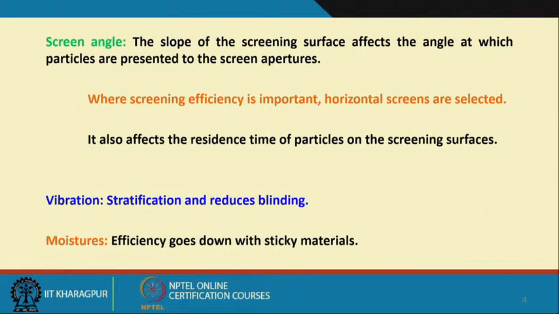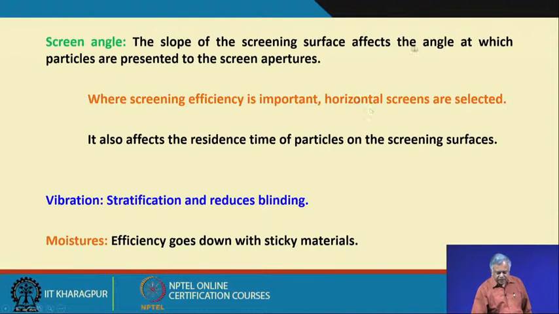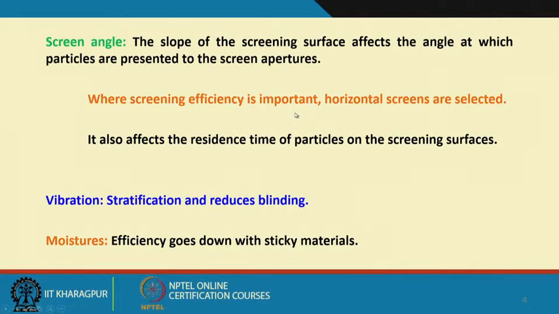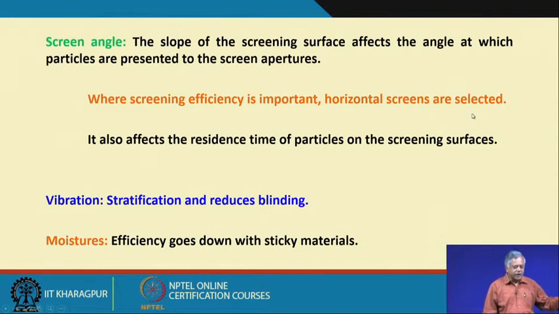Screen angle, that is the slope of the screening surface, affects the angle at which particles are presented to the screen apertures, because if they are inclined, the apertures at different locations will be different. So, that also affects the screen performance. Where screening efficiency is important, that is, I want higher screening efficiency, horizontal screens are selected, because the particle movement is slow through that. It also affects the residence time of particles on the screening surface, that is, your capacity will be less.